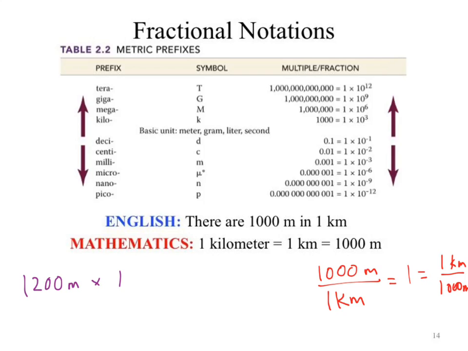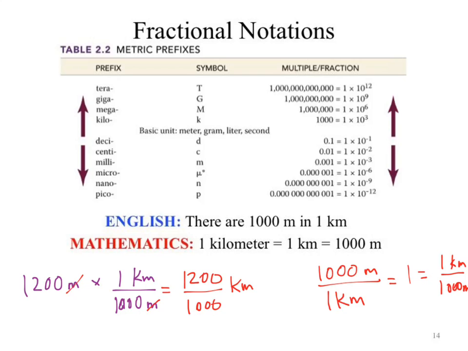Let's tweak it a little bit. I'm going to multiply it by 1, where it's 1 kilometer over 1,000 meters. Well, what does that do for me? What happens to this meter unit now? They cancel out, just like our numbers canceled out earlier. So what we can do is now cancel those units. All right, well, what does that do for us mathematically? Well, we could now rewrite this as 1,200 over 1,000 kilometers.